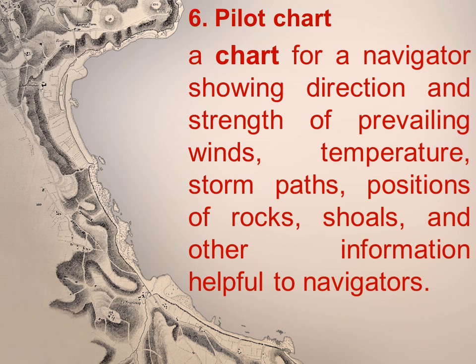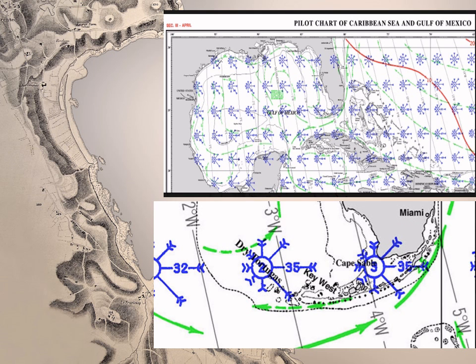Next is the pilot chart. A chart for the navigator showing the direction and strength of prevailing winds, temperature, storm paths, positions of rock, shoal, and other information helpful to navigators. One example of the pilot chart is this. So you can see the strength of the wind and the direction. So it is useful during your voyage planning.